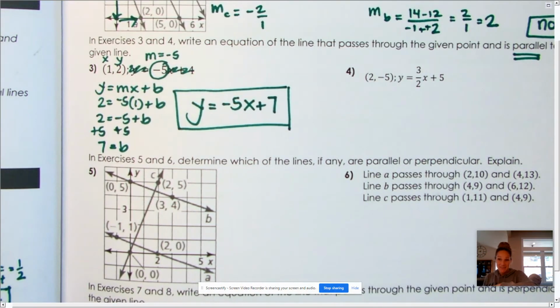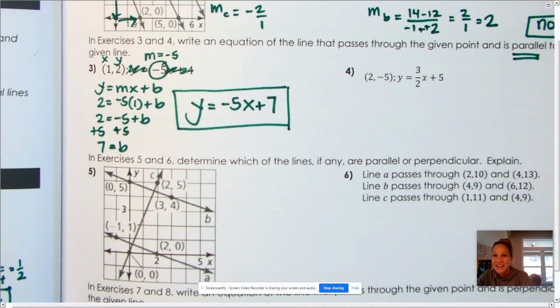Okay, I'm not going to fall for it this time. All right, you guys try number 4 on your own.